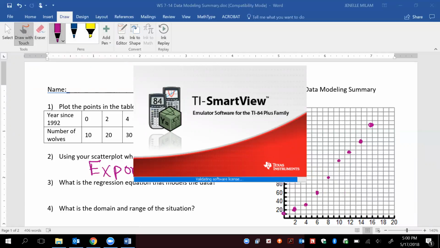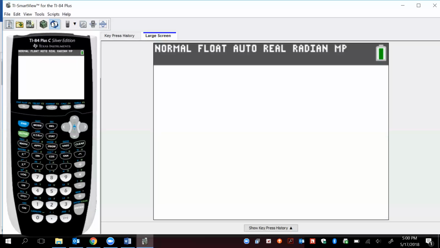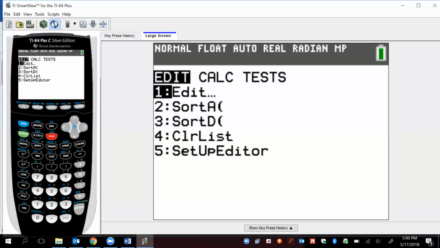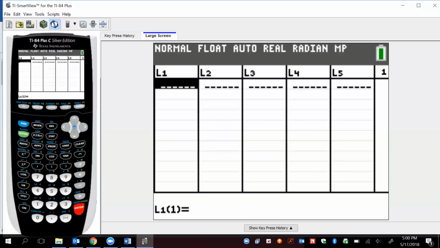So when pulling this up, again, we go to Stat and then Edit, and you're going to enter in your L1s and L2s into that list. So Stat, Edit, start entering those points in there. Remember, L1 is going to be our X's, which is going to be that year since 1992. So we're talking about 0, enter, 2, enter, 4, enter, 6, enter, and so on. 8. And then you just keep going.